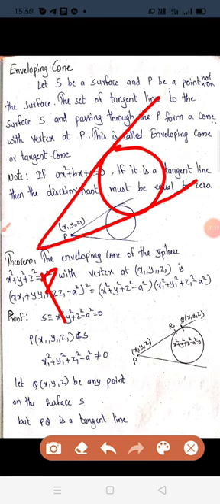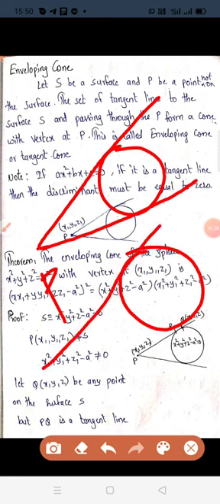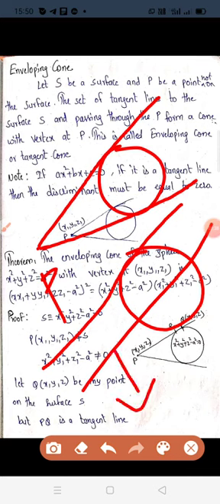Listen, what is a tangent line? Take a surface and draw a line touching the surface. A line touching the surface is called a tangent line. If the line intersects the surface, it is called an intersecting line, but it is not a tangent line. What is a tangent line? Draw a line to the surface; if it touches the surface, it is called a tangent line.